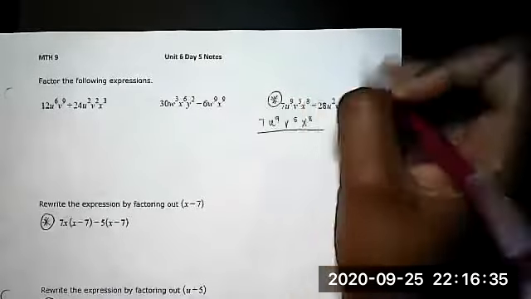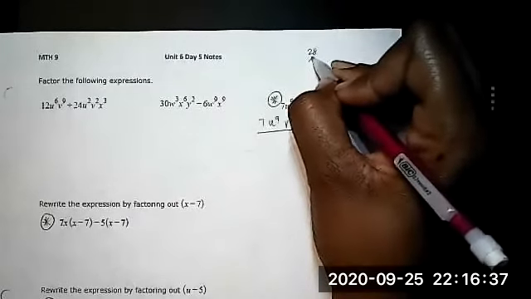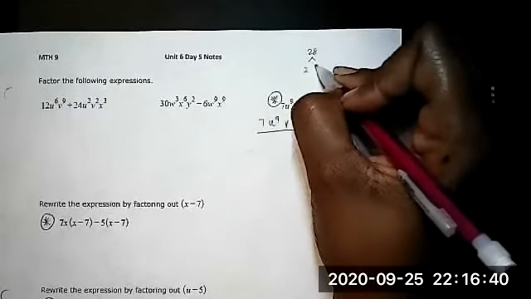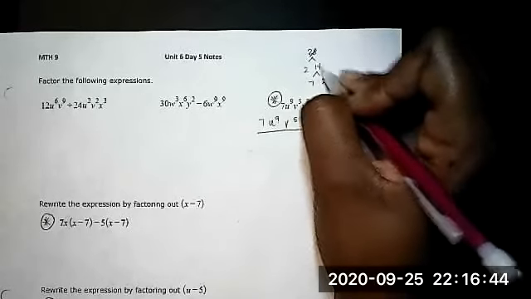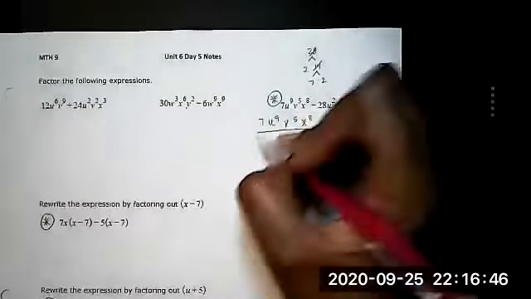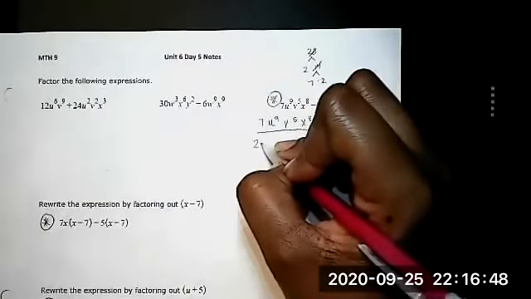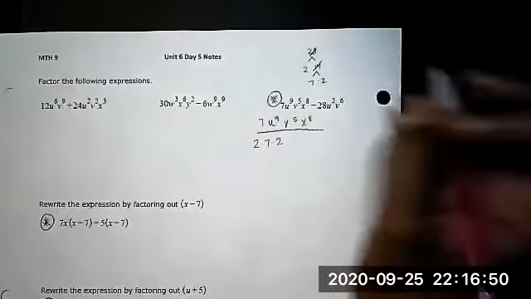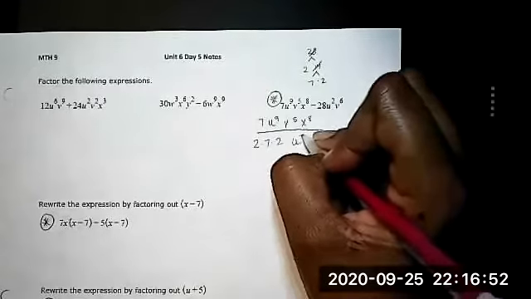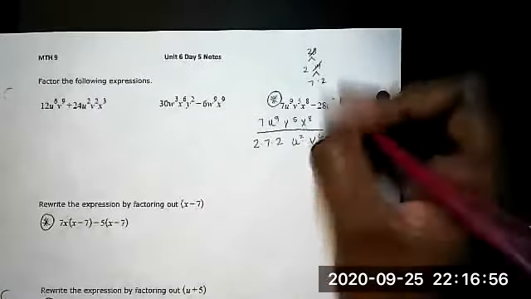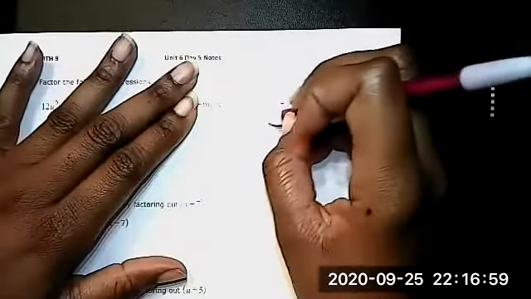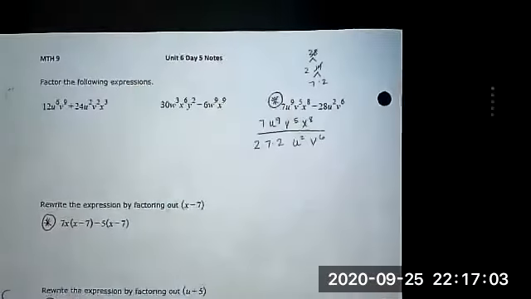And then this one, again, if I had to break 28 down, it'd be 2 and 14, and 14 would be 7 times what, 2, okay? So you know that 28 became 2 times 7 times 2, and then you have u squared there, okay? And you have v to the 6th there. Just make sure it's clear.